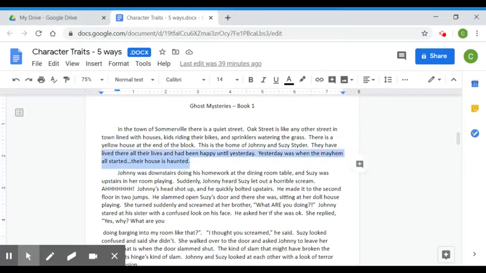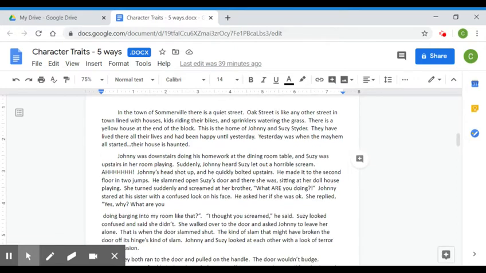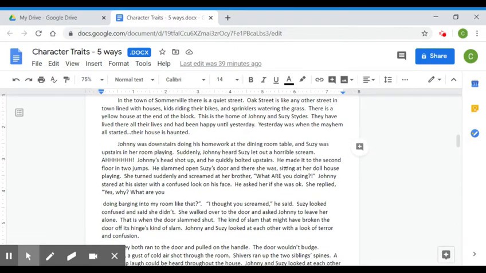Ghost Mysteries Book One. In the town of Somerville, there was a quiet street. Oak Street was like any other street in town, lined with houses, kids riding their bikes, sprinklers watering the grass. There is a yellow house at the end of the block. This is the home of Johnny and Susie Stider. They have lived there all their lives and had been happy until yesterday. Yesterday was when the mayhem all started.